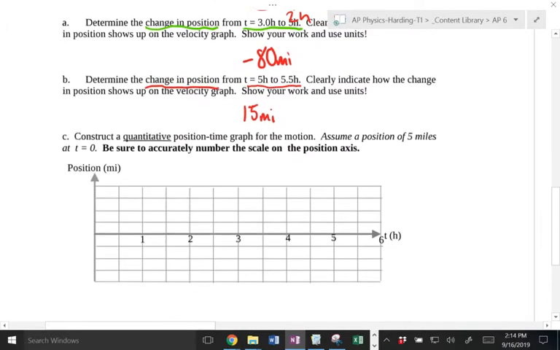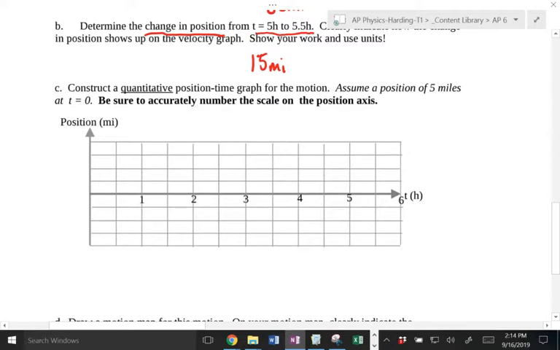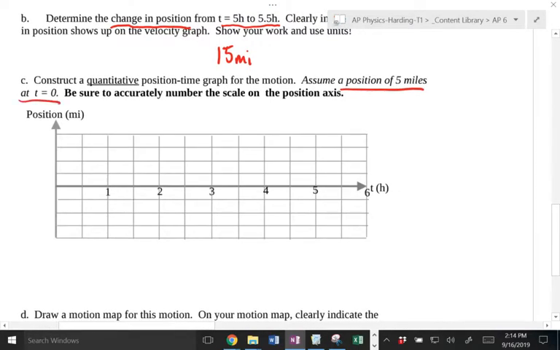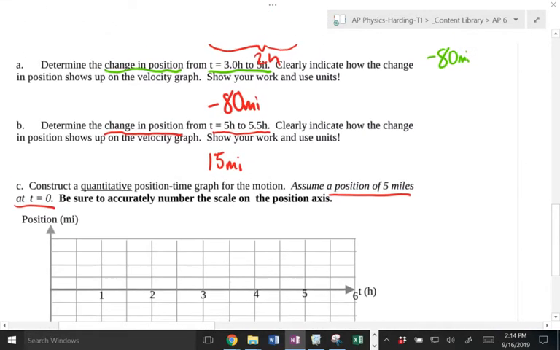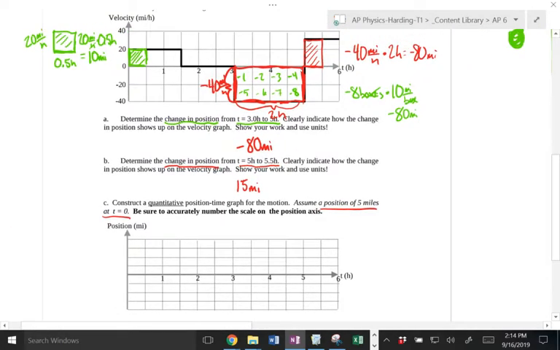All right. So do me a solid. Construct a quantitative position versus time graph for this motion. It does say here to assume a position of 5 miles at time equals 0. Plus C, bro. Okay. So based on that velocity versus time graph, you draw the position versus time graph.